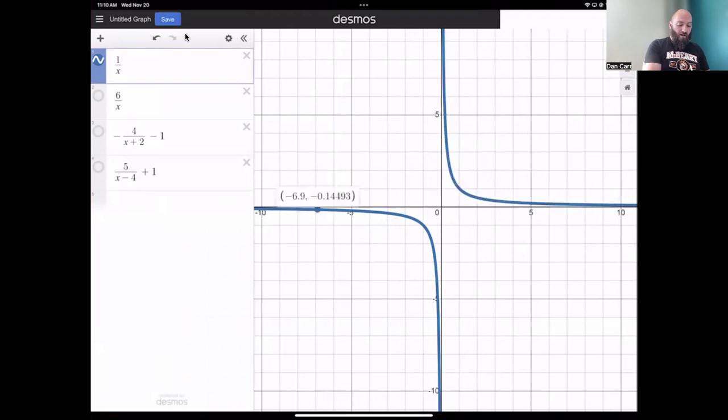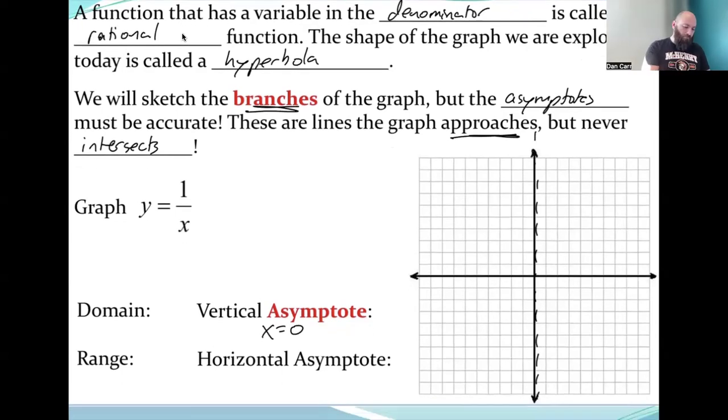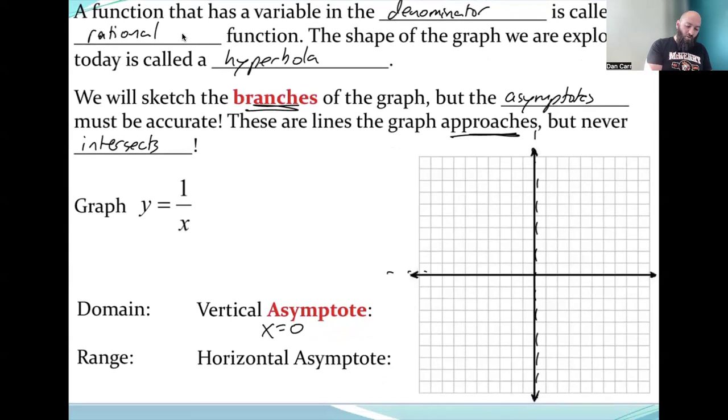This blue section here and blue section here are my branches. Notice how they approach the axes. That's what's creating our asymptotes. So when I come back here to graph this, we have a vertical asymptote at x equals 0. That's this idea here. It's going to approach the y-axis. Our horizontal asymptote, we have a similar idea, is this, and that's y equals 0.